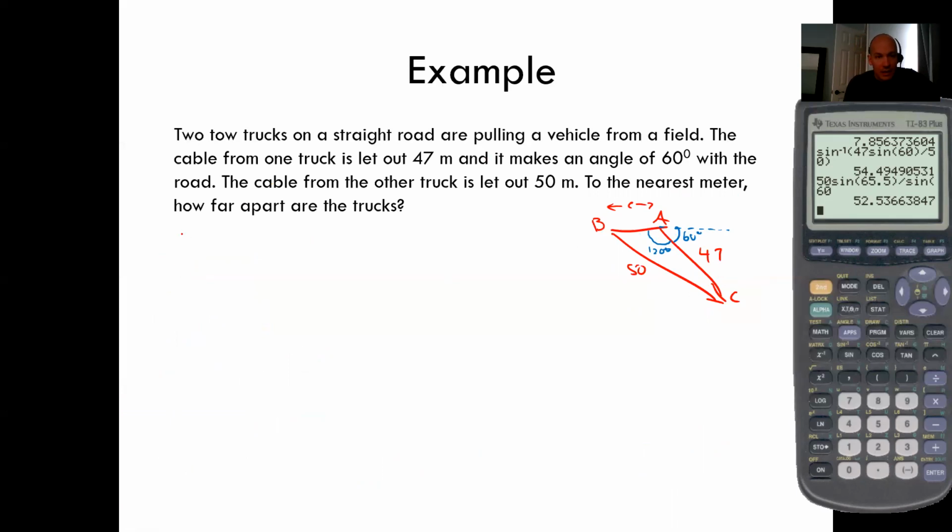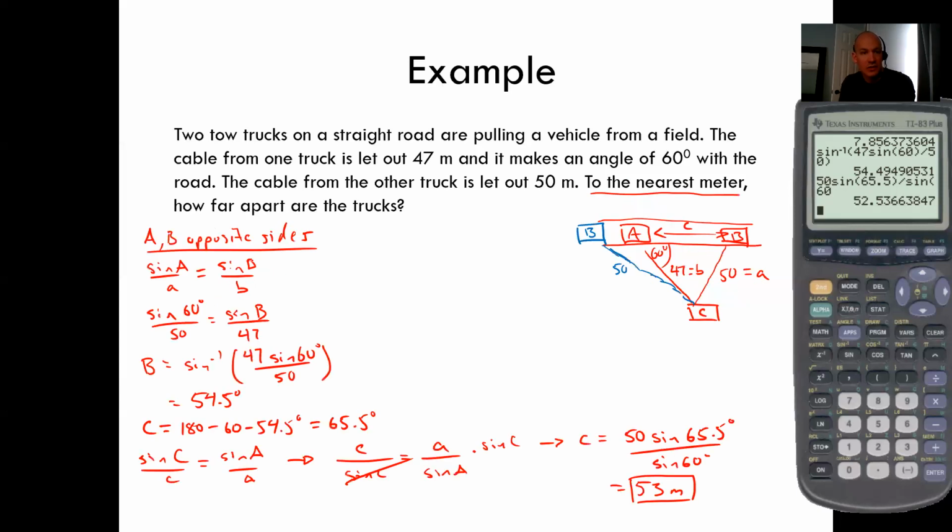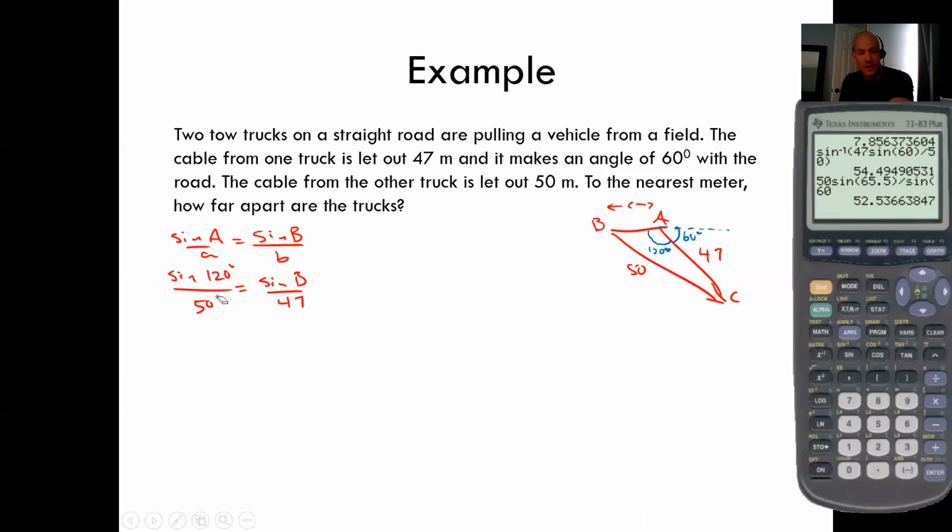Now, the calculation to get angle B is going to look the same, but in this case, we're going to do sine of 120. And then side A here is 50, and then this will be sine B over 47. Okay, so this is actually the same calculation I had, except it was sine 60, and now it's sine 120.